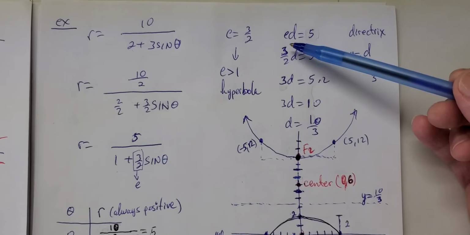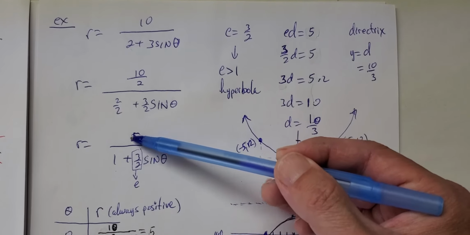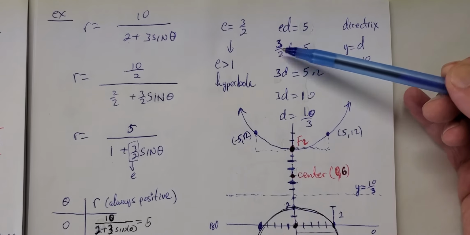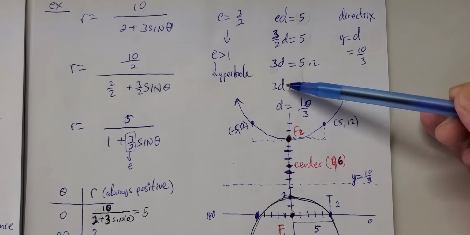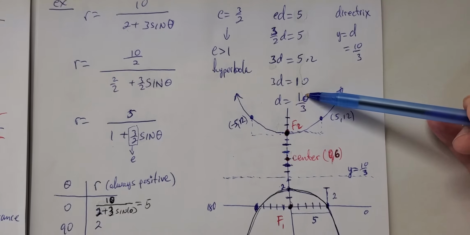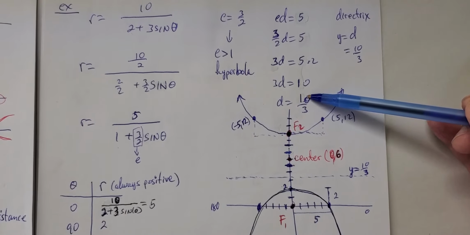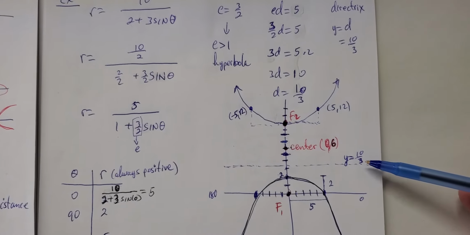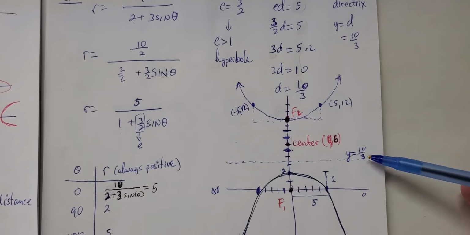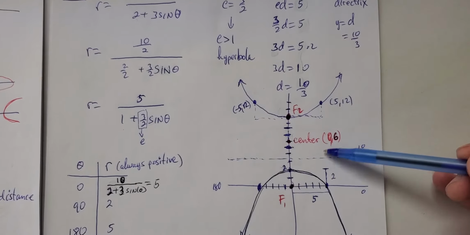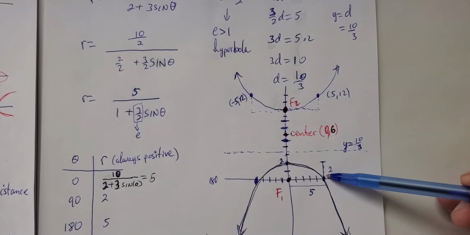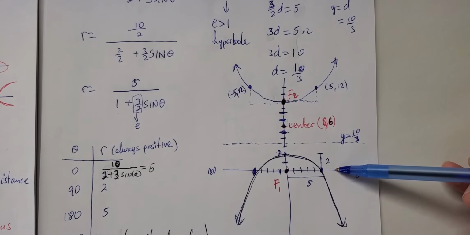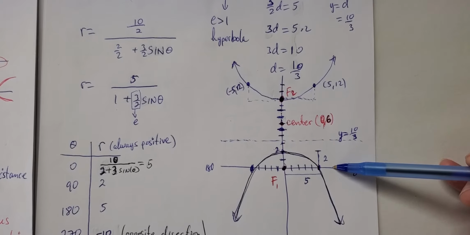Now we need to find our ED. So ED is right here. Make it equal to 5. Put E in, which is 3 over 2. Bring the 2 over, that gives me 10. Divide by 3. So the distance from the directrix to the pole is 10 over 3, which is about 3.3333. Here is the directrix, from this line right here to this pole.